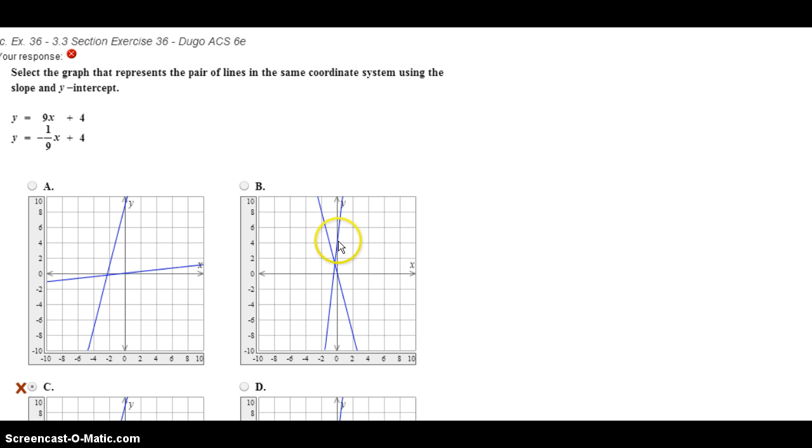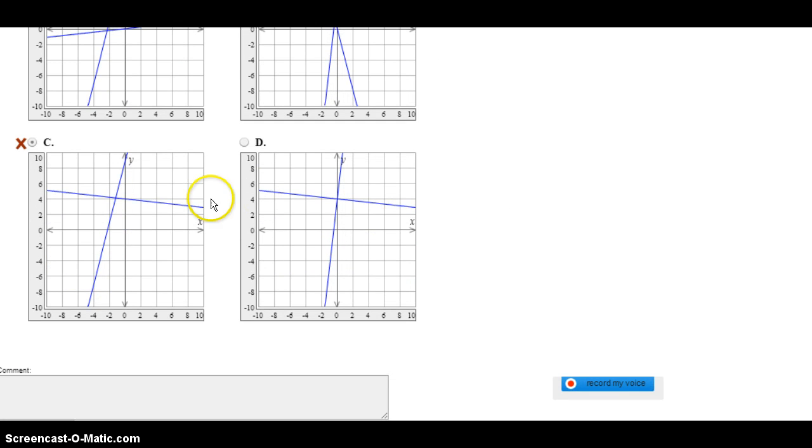On choice B, only one of the lines go through that point. On C, again, it's just one of the lines going through y equals 4. But then on choice D, both of them go through y equals 4. So by process of elimination, it has to be D.